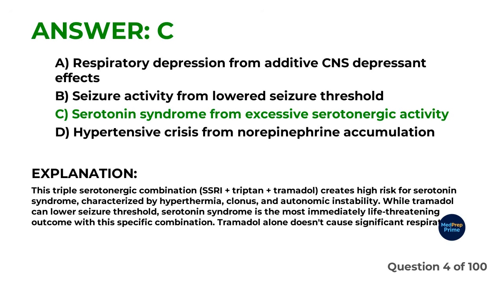Correct answer, C. This triple serotonergic combination, SSRI plus triptan plus tramadol, creates high risk for serotonin syndrome, characterized by hyperthermia, clonus, and autonomic instability. While tramadol can lower seizure threshold, serotonin syndrome is the most immediately life-threatening outcome with this specific combination. Tramadol alone doesn't cause significant respiratory depression at therapeutic doses. Hypertensive crisis occurs with MAOIs and sympathomimetics, not this combination.